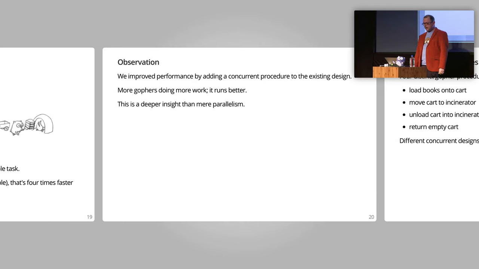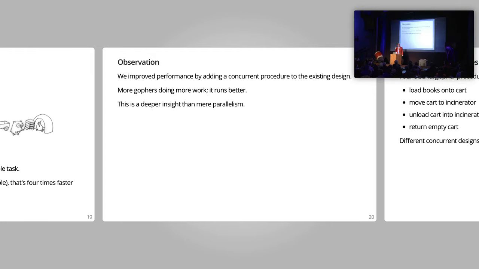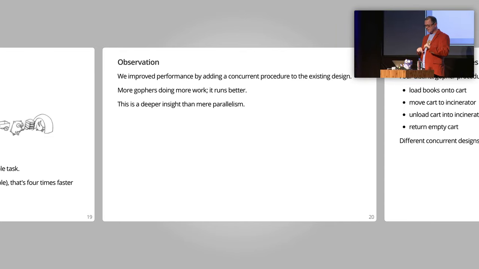So here's an observation that's really important and it's kind of subtle. We improve the performance of this program by adding a concurrent procedure to an existing design. We actually added more things, but the whole thing got faster. And if you think about it, that's kind of weird. It's also kind of not weird because you added another gopher and gophers do work. But if you forget the fact that he's a gopher and think of it as just adding design, adding things to the design can actually make it more efficient. And that parallelism can come from better concurrent expression of the problem. It's a fairly deep insight that doesn't look like it because there are gophers involved, but that's okay.